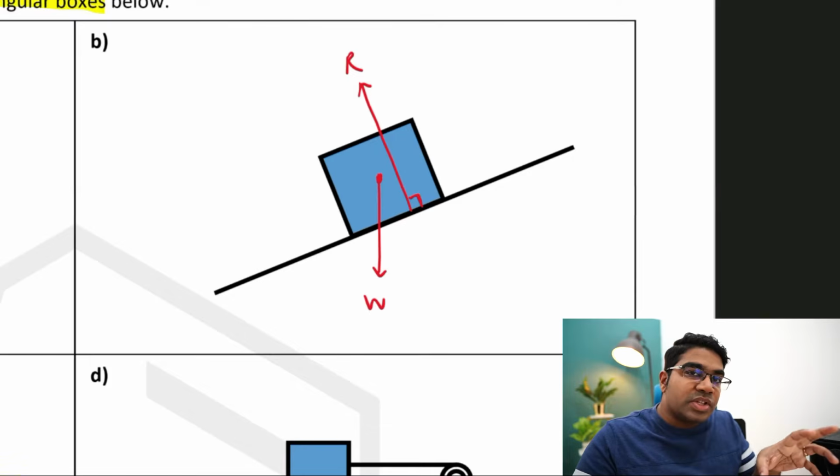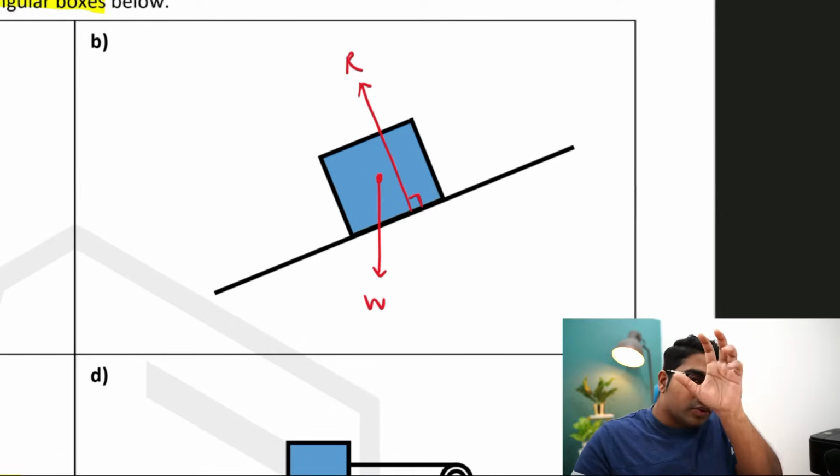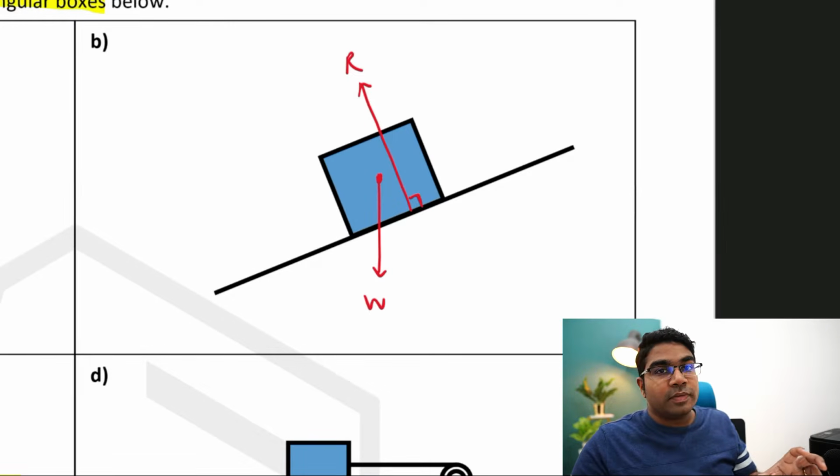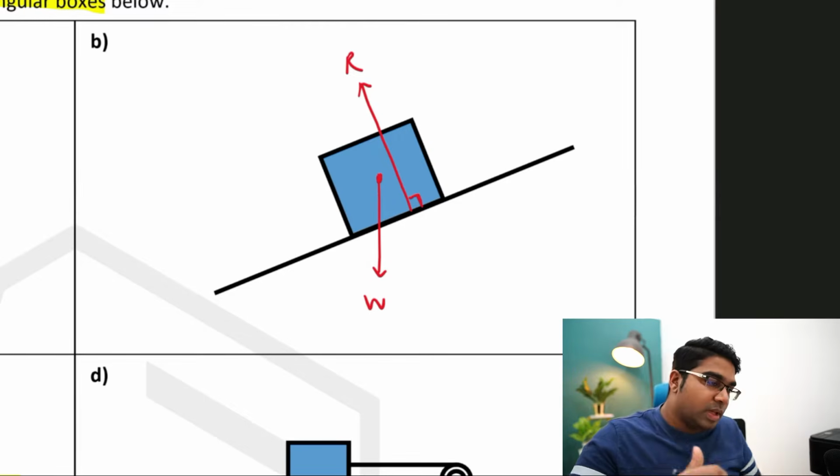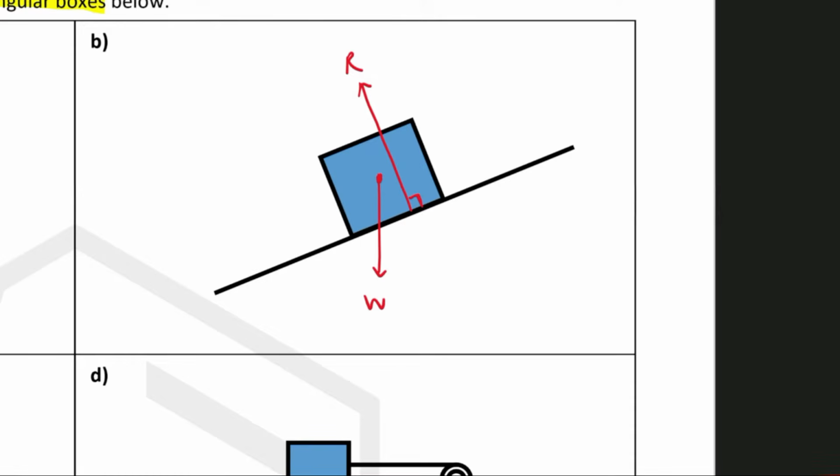The box in this position has a tendency to slide down the slope. Therefore, there will be a force that is opposing this motion, and that is friction. Friction always acts against the motion, and so friction in this case would be up the slope. We're going to use F subscript R for friction.